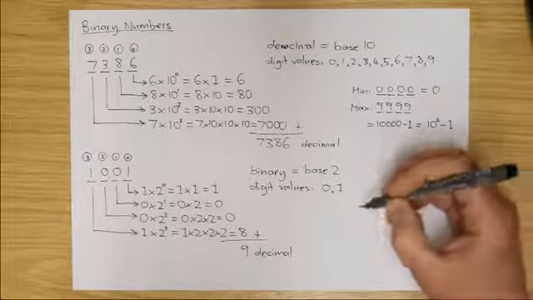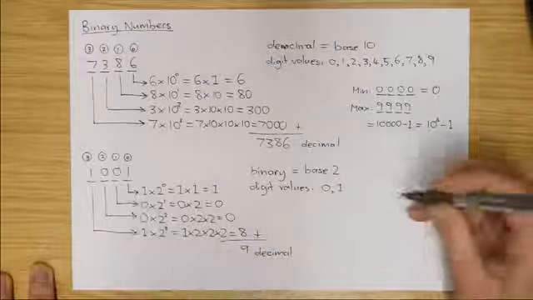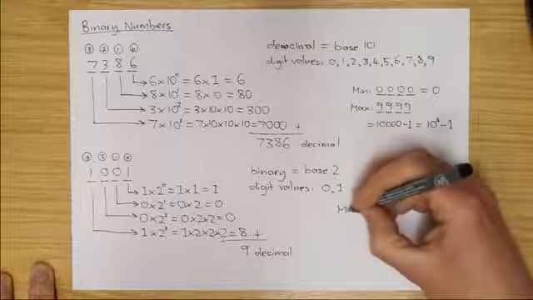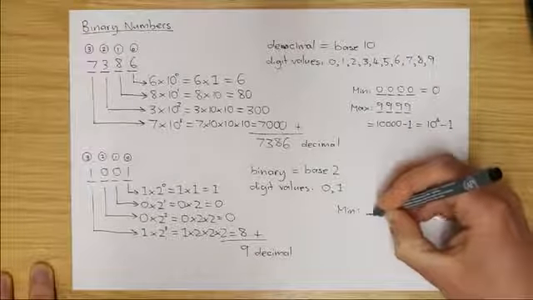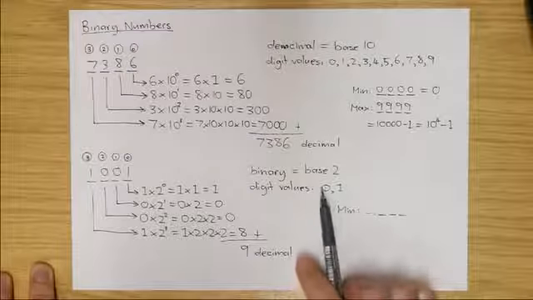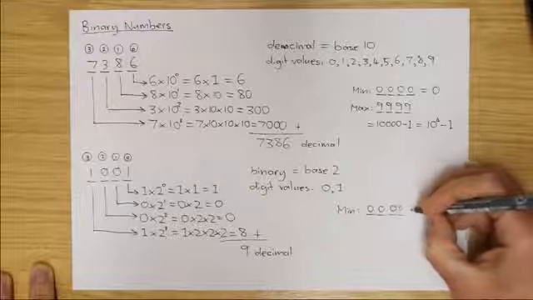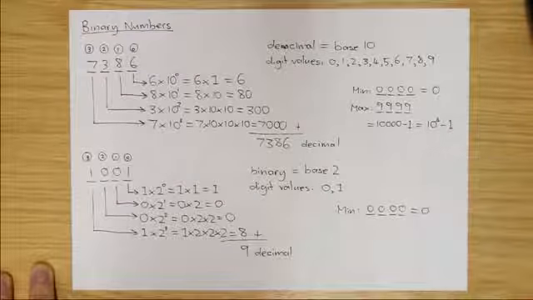As before, I would like to note the minimum and maximum values that we could have had for our 4-digit binary number. So the minimum would be obtained by choosing the smallest digit value available for all 4 digits. So that, as before, that's 0. And that, of course, is just equal to 0.